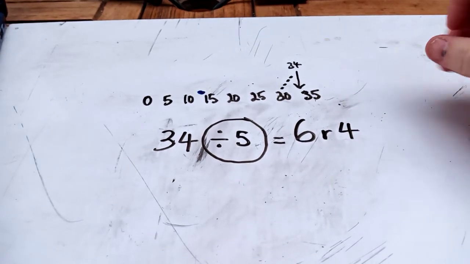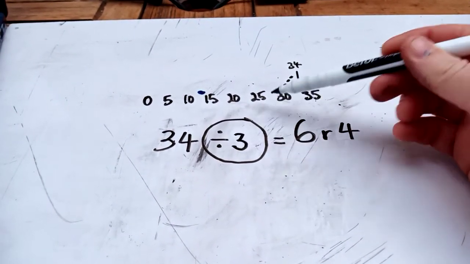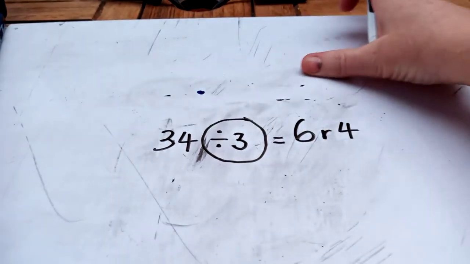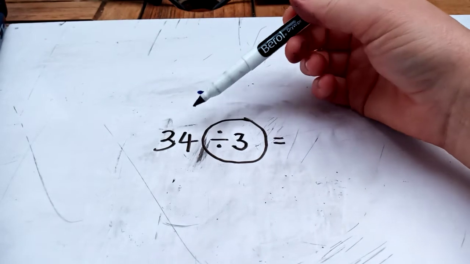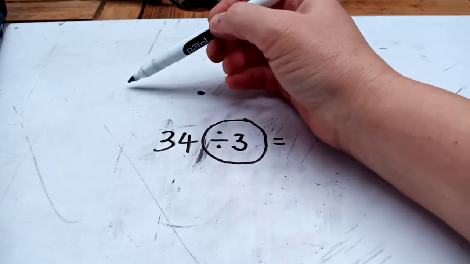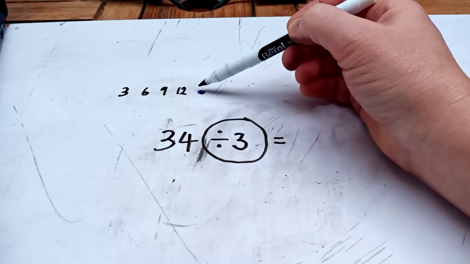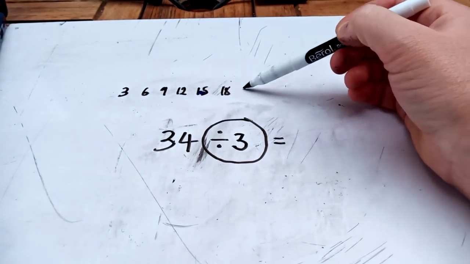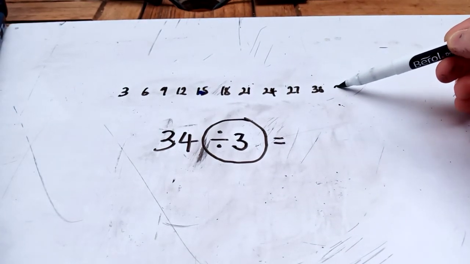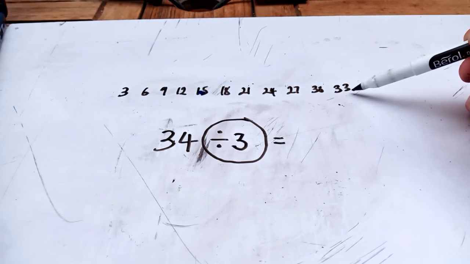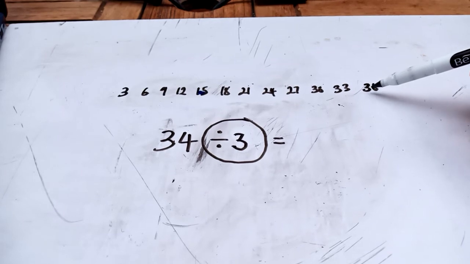Okay. Right, this time if I said not divided by 10, not divided by 5, but divided by 3, I've got to skip counting 3s. Some of you might be able to do this in your head. You might say, oh, I know how many 3s fit into 33. But let's think of doing it. Let's skip counting. 3, 6, 9, 12, 15, 18, 21, 24, 27, 30, 33. Do I need to go any more? Yes, I do, because it's 34, 36. Now I can stop because 36 is past 34.